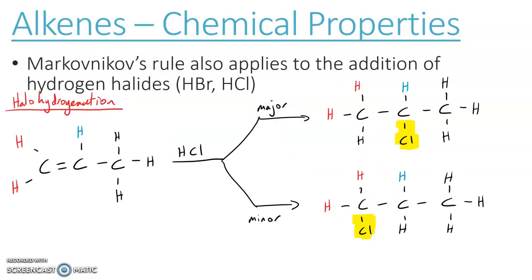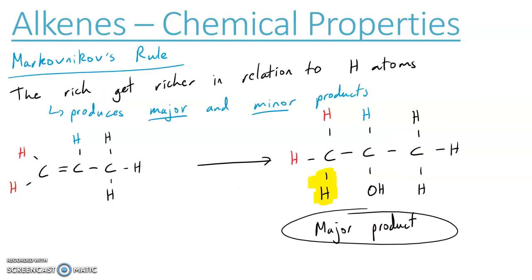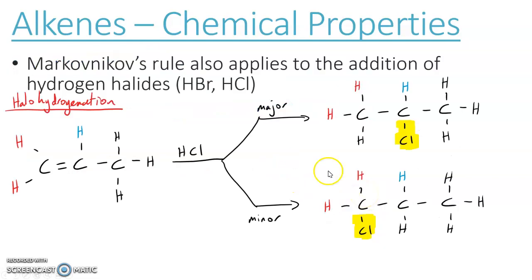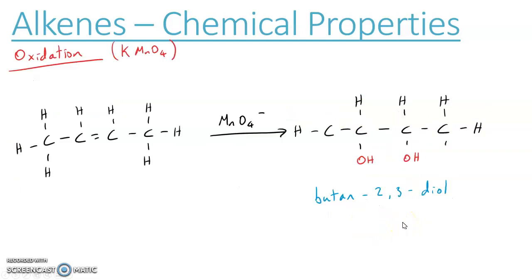It also applies to hydrogen halides. Markovnikov's rule doesn't apply if we're just adding something like Br2, because if we're adding the same thing to both carbons, then it doesn't matter which way around we do it, it's the same. It's only when there are two different things being added, like H and OH, or H and Cl, or H and Br. Again, the major product is where the hydrogen joins the richer carbon atom, and the Cl joins the other one, and the minor product is the other way around.